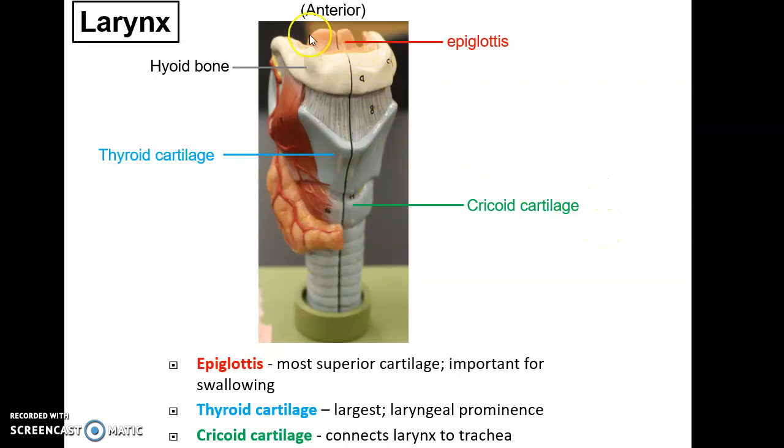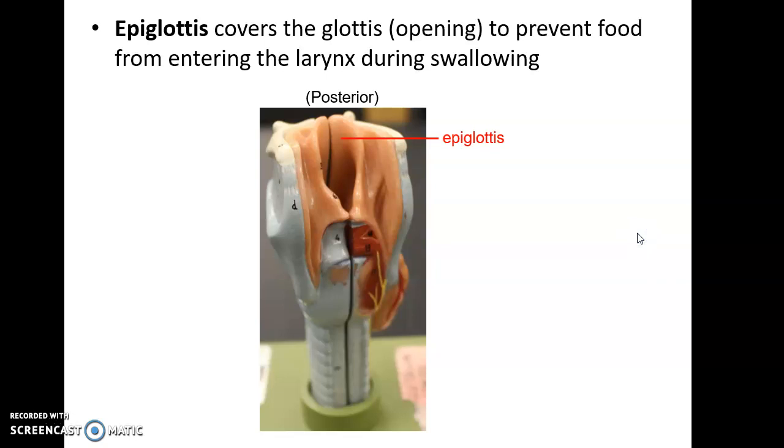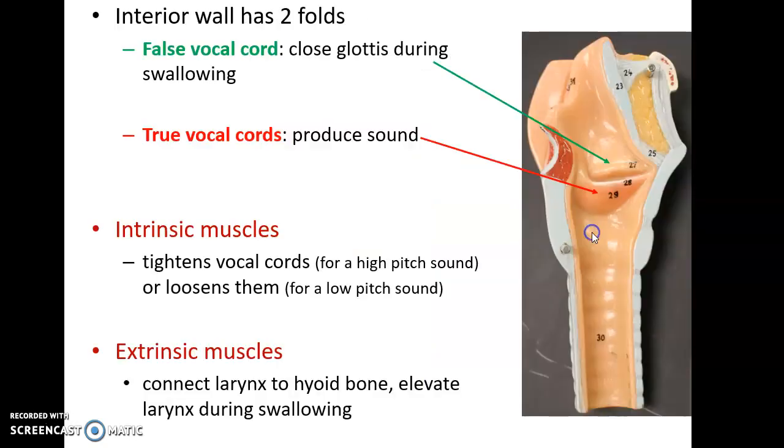The epiglottis is an extremely important structure because when we swallow, it folds down and covers the opening to the larynx, thereby preventing food and drink from going into the larynx. Here's another view of the epiglottis. Again, it'll cover the space, the glottis, when we swallow.